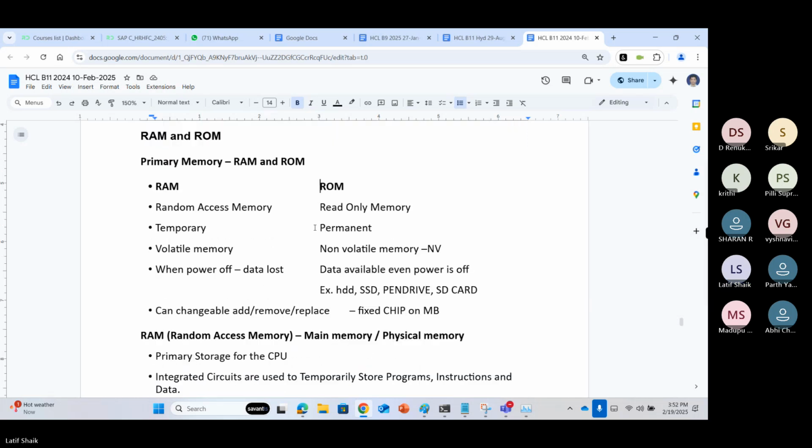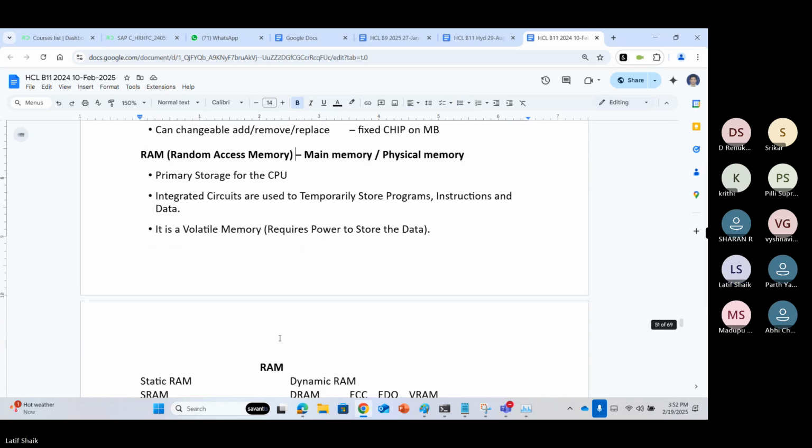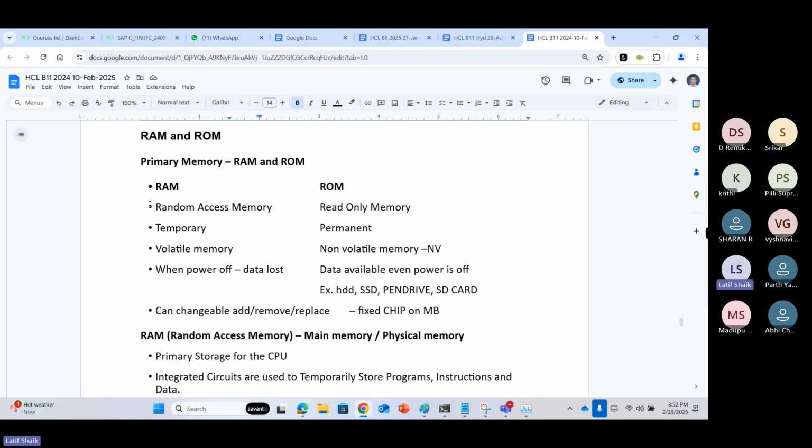RAM is always measured size-wise: 2 GB RAM, 4 GB RAM, 8 GB RAM, 16 GB RAM, like that. But ROM we never discuss size-wise because it's a fixed one. There is no increasing of ROM space like that. So there are no sizes for the ROM chip. RAM has sizes. Guys, do you understand the differences between RAM and ROM?